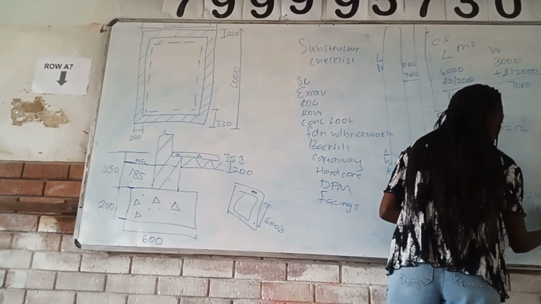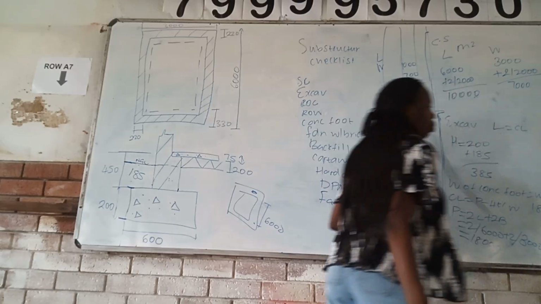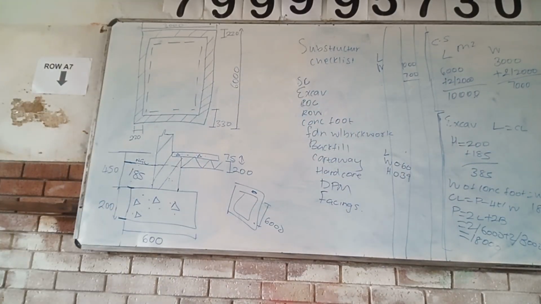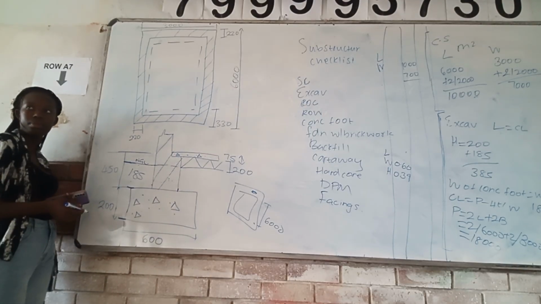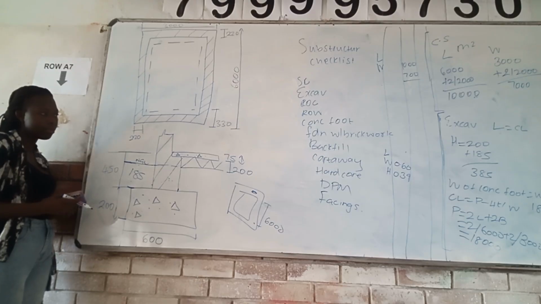So I'm going to say 18,000 minus 4 thickness of the wall. What is the thickness of our wall here? 330. Where are you getting the 330? From the concrete? Where? Between the foundation. Foundation hardcore. The hardcore, the length, height, sorry.